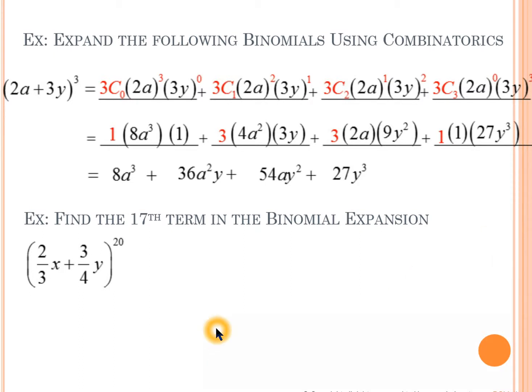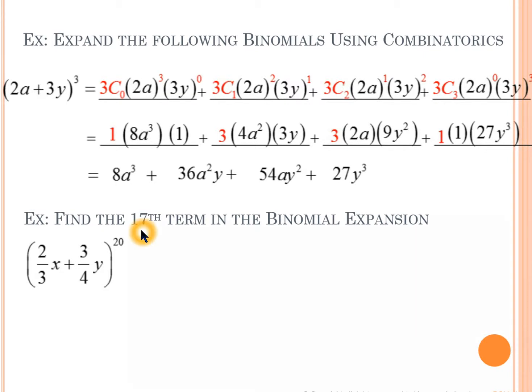All right, let's move on to the next example here. Find the 17th term in the binomial expansion. For this example, I have a 20 here, and I don't want to write out all the terms. In this case, I have 21 terms because n is 20, so the number of terms will be n plus 1. I could write out all 21 terms and then find the 17th term, and that would be my answer. But if I did that, that would take a long time.